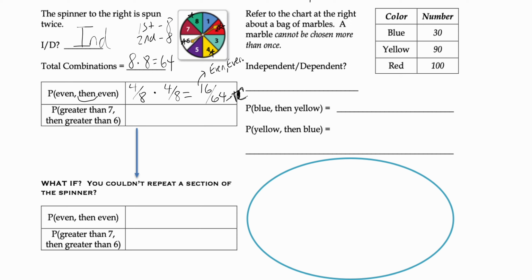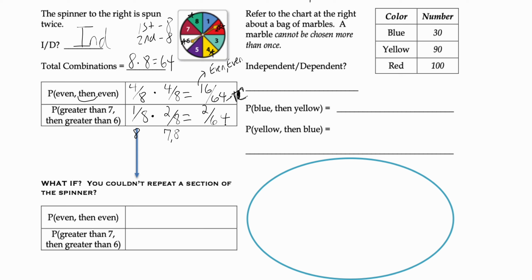All right, in our next example, we have what's the chance of a number greater than 7 followed by a number greater than 6? Well, if I look at the spinner, there's only one number on the spinner that is greater than 7, so my first spin is going to be a 1 out of 8, and then my second spin is going to be a 2 out of 8 because there are 2 numbers that are greater than 6. So what's the only number that's greater than 7? That's 8, and then the 2 numbers that are greater than 6 are 7 and 8. So 2 out of the 64 combinations fall into that category of a number greater than 7 followed by a number greater than 6.